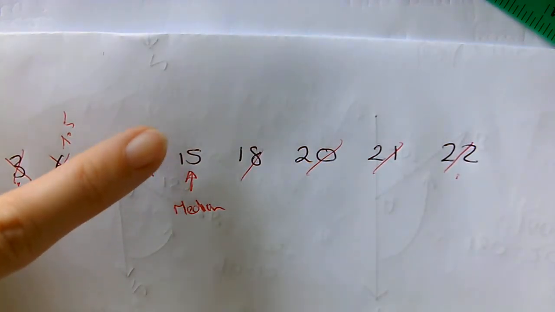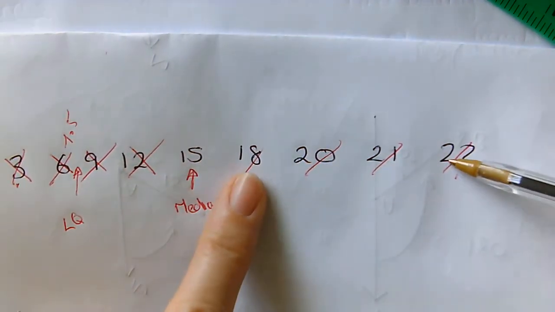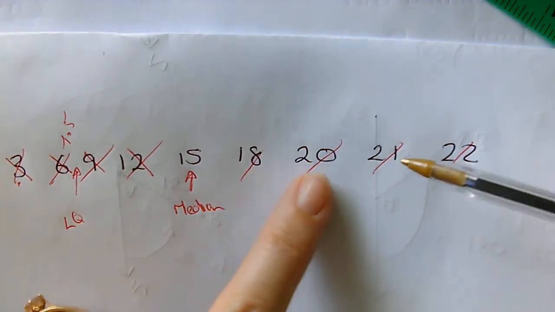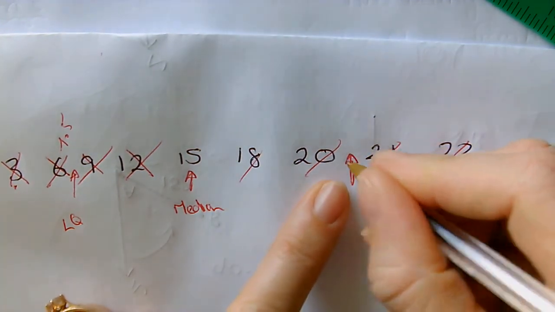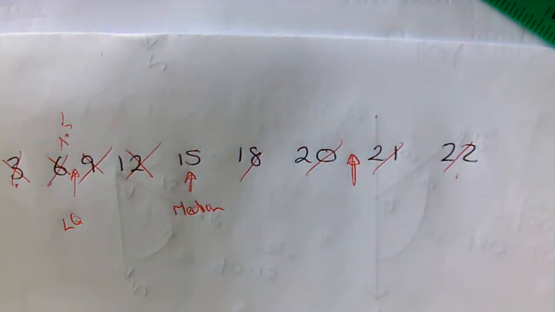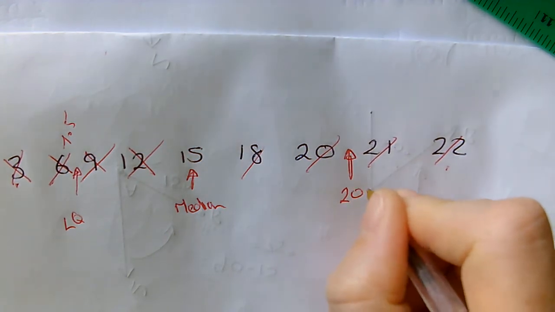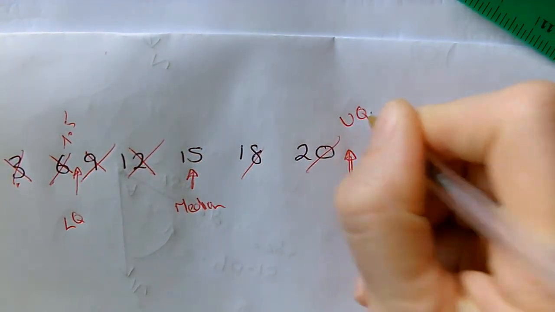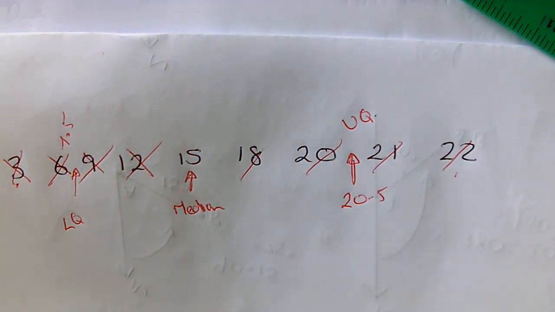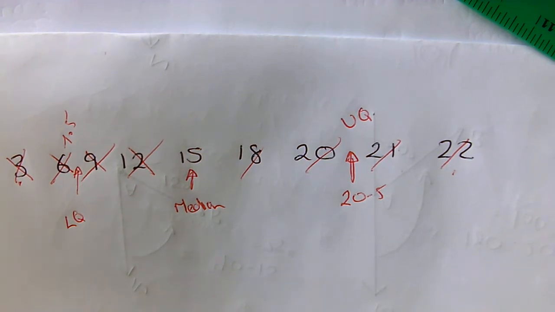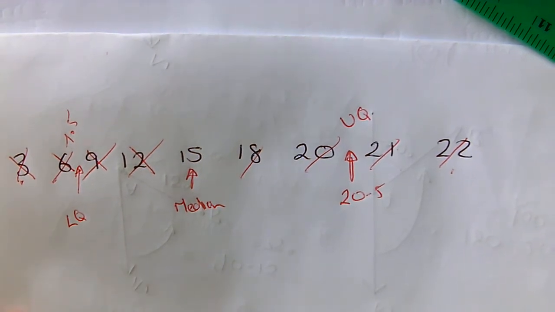So I'm going to go again, ignore the median, go here. So my halfway point is there, coming in from each side. So my upper quartile is 20.5. So that's how we do it with numbers. It's also possible to do it with a table and a stem and leaf diagram.